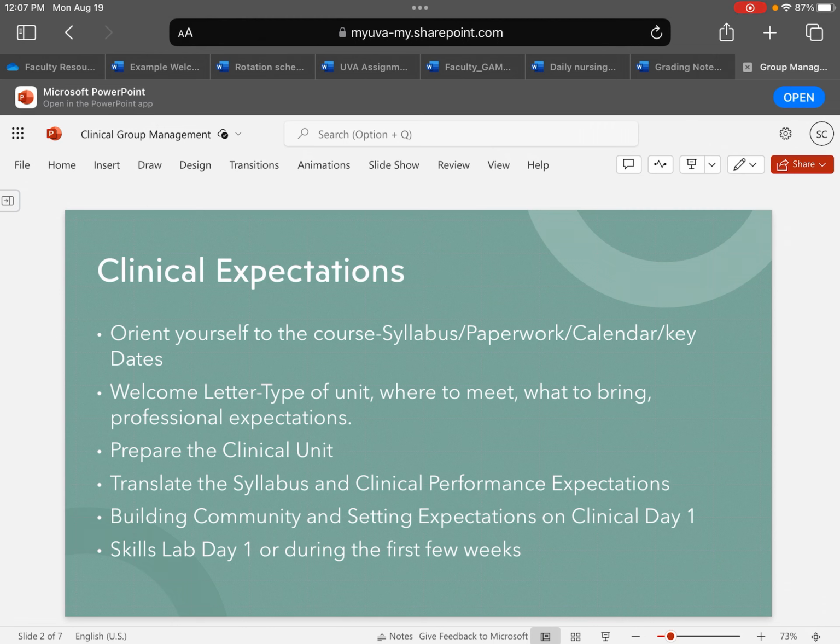And again, the skills, if you can get in there day one or during the first couple of weeks, it really does give you a chance to assess your students in a low-risk environment. If you can't get into a skills lab, I also will use the conference room or an empty room on the unit to do just some brief check-offs so that I know where students are. So for example, sub-Q injections and needle safety.